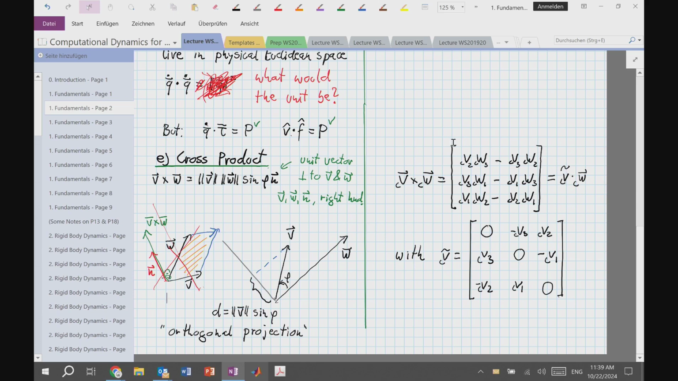Those are the main operations. Always keep in mind that this is the physics, this is what we actually want to achieve, and this is how we achieve it. And then, of course, the coordinates that we get here are the coordinates that we would get from the vector that results from the operation on the left-hand side.